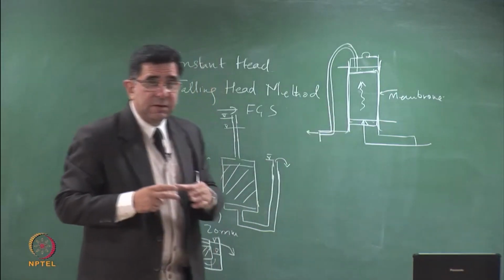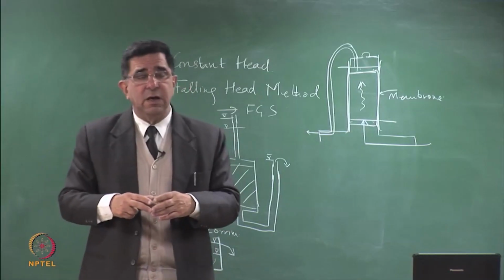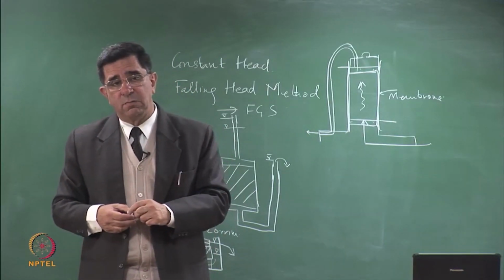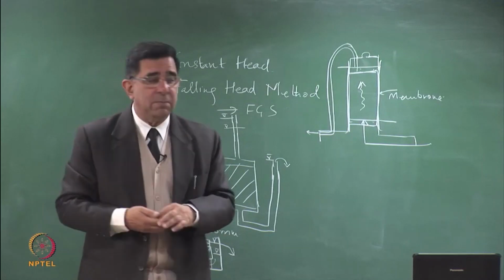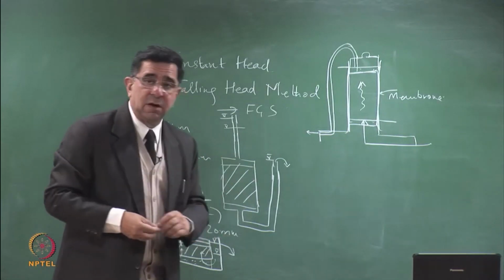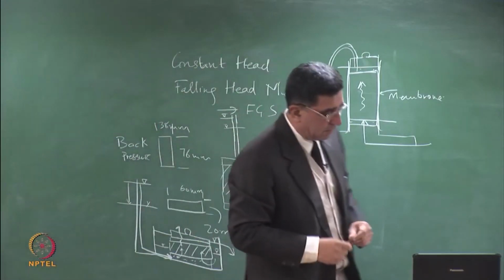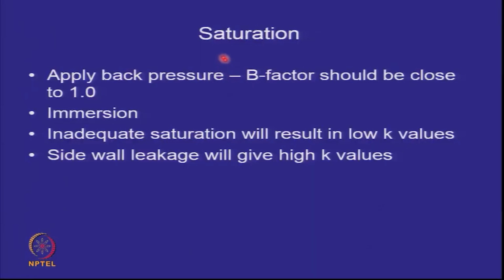So the testing which is done in the laboratory is in a flexible wall permeameter and a rigid wall permeameter, and the size of the sample has nothing to do with the Proctor compaction mode. Saturation is the most important aspect. So remember, apply back pressure in the flexible wall permeameter. B factor should be close to 1.